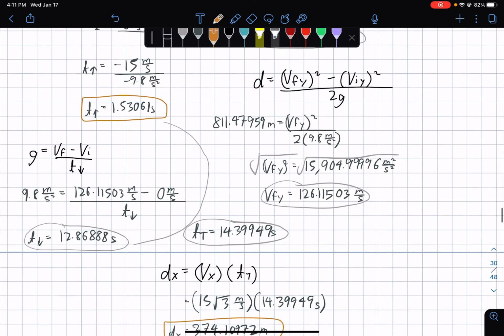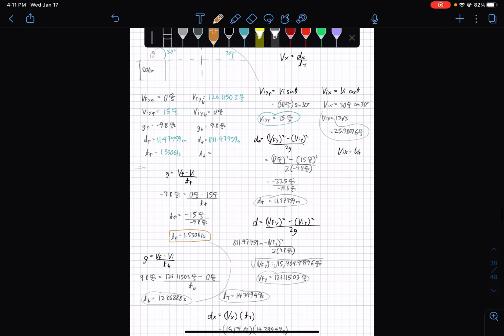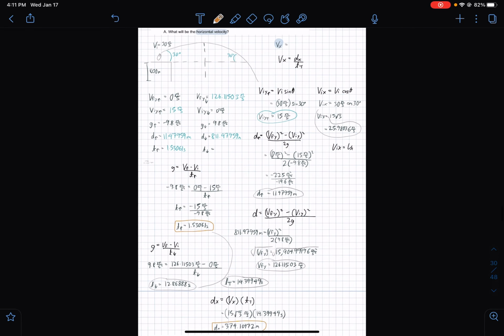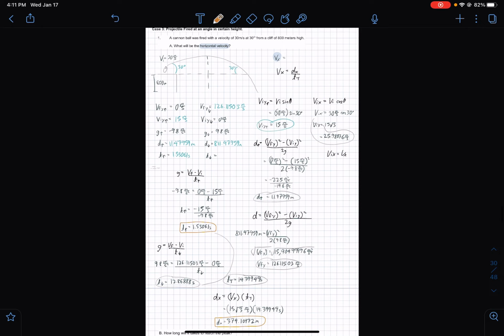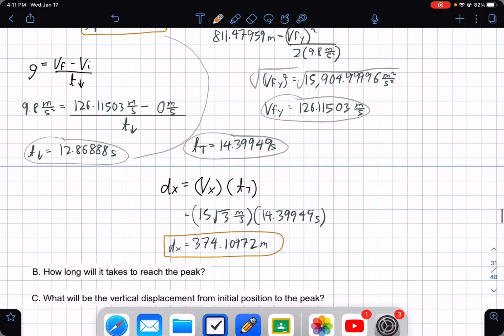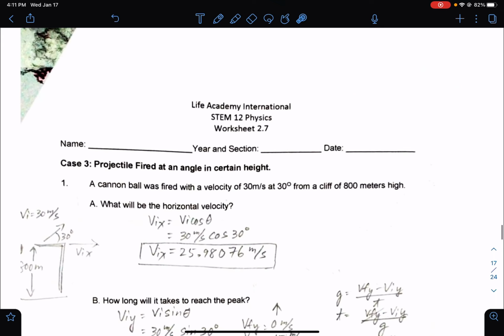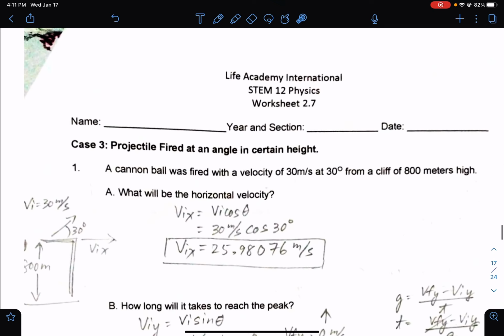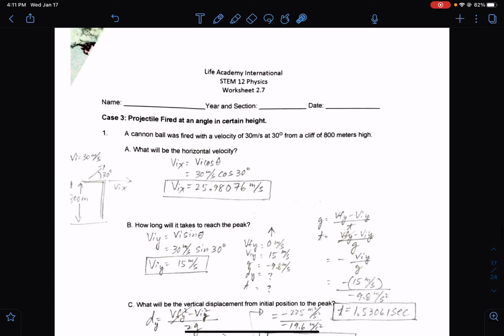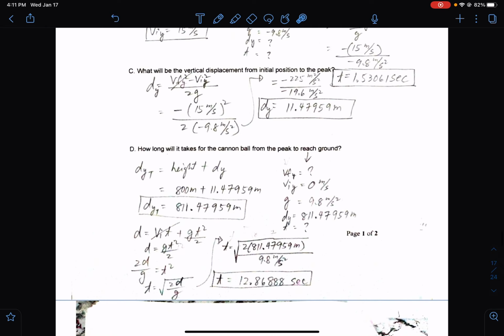Finally, all of that computation just for the total horizontal velocity, and I hope it's correct. Let's see, what's the answer? 374. Huh. What the heck?